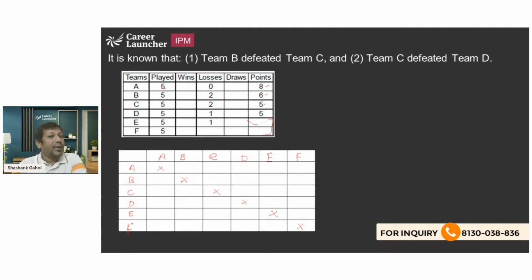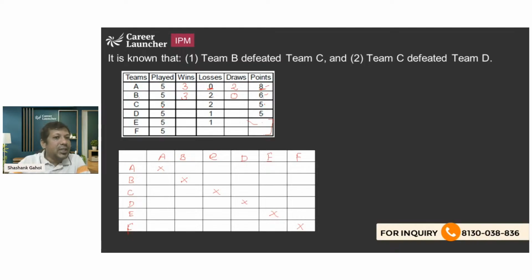A played total 5 matches. ए के 0 लॉसेस है, ए के टोटल 8 पॉइंट है. 8 पॉइंट का मतलब 3 विन से 6 पॉइंट आएंगे, 2 ड्रॉ से 2 पॉइंट आएंगे, मींस A is looking for 3 wins and 2 draws. ठीक है, B already had 2 losses, 6 पॉइंट है, 6 पॉइंट के लिए 3 विन, 3 + 2 5, it means 0 draws.